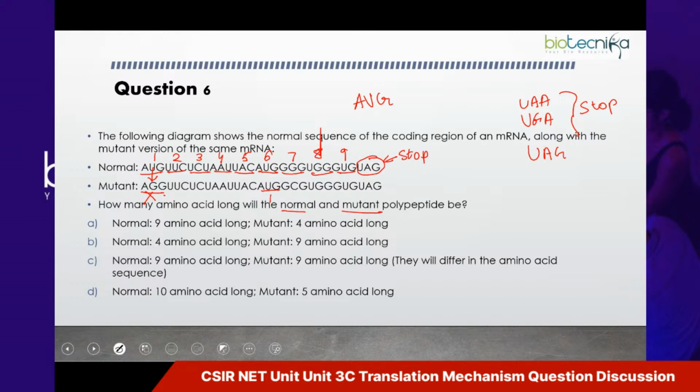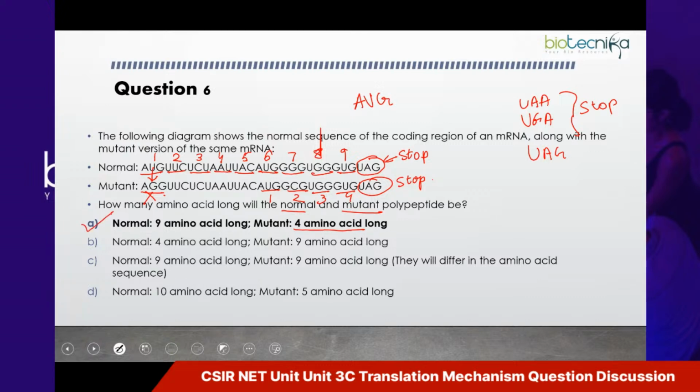This will be the first amino acid, then 2, then 3, and 4, and again we have a stop codon. So the mutant mRNA will code for how many amino acids? It will be 4 amino acids long. So the answer will be option A.